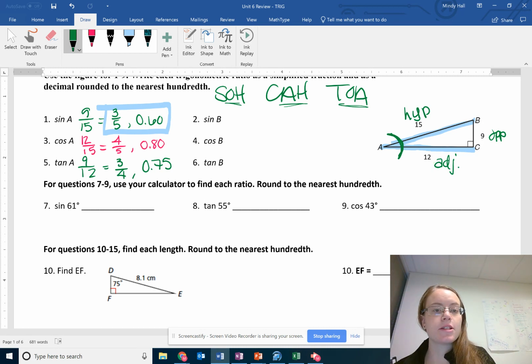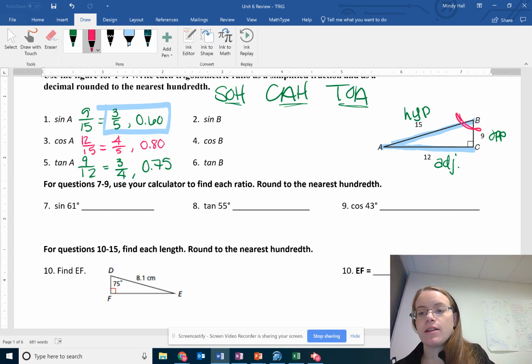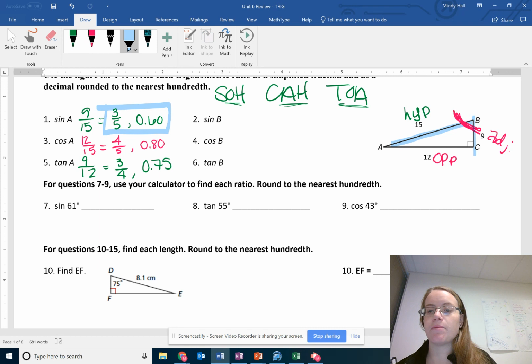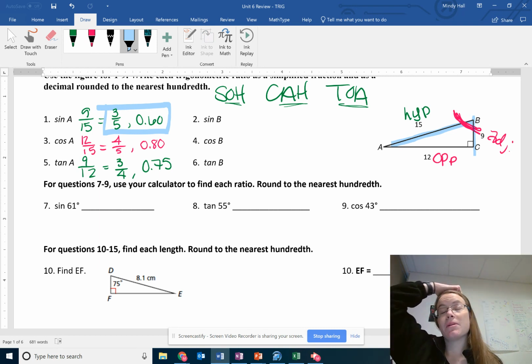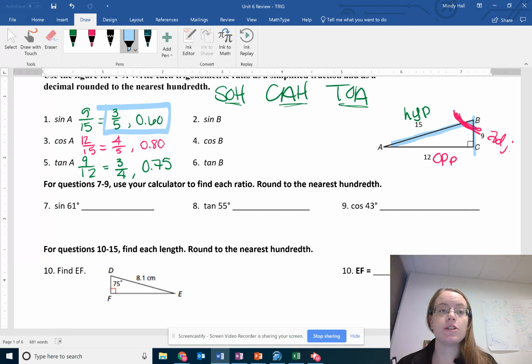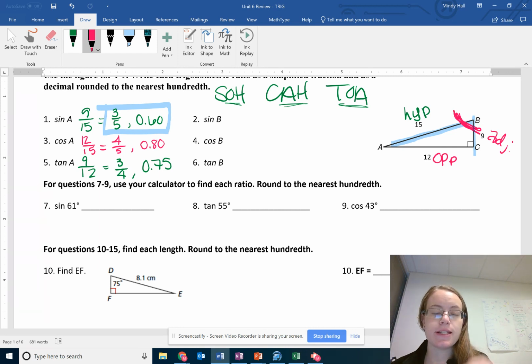So now we're going to switch over to angle B. Now that we're at angle B, the only thing that changes is that my adjacent side that was for angle A is now my opposite side, and that 9 is my adjacent side. So it might help you if you label your triangles. Just remember that it is based off of the angle that you're referring to. Because we're talking about angle B now, my adjacent is 9. If I was talking about angle A, then my opposite would be the 9 instead.